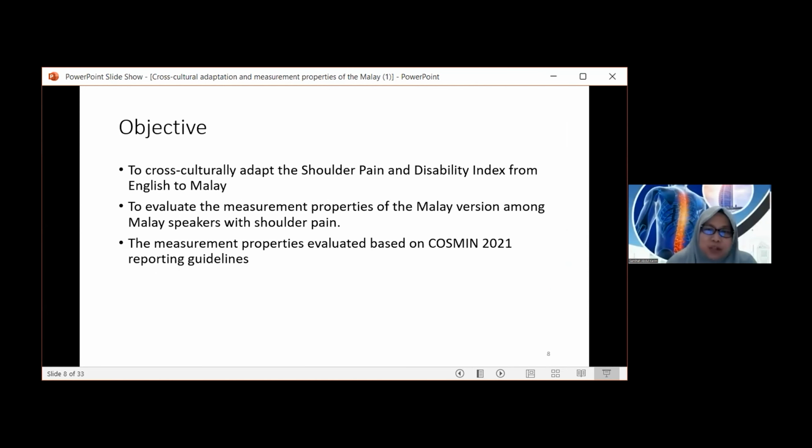Thus, this research was conducted with the following aims. First, to cross-culturally adapt the Shoulder Pain and Disability Index from English to Malay. And second, to evaluate the measurement properties of the Malay version among Malay speakers with shoulder pain, with the properties evaluation based on the COSMIN guideline.